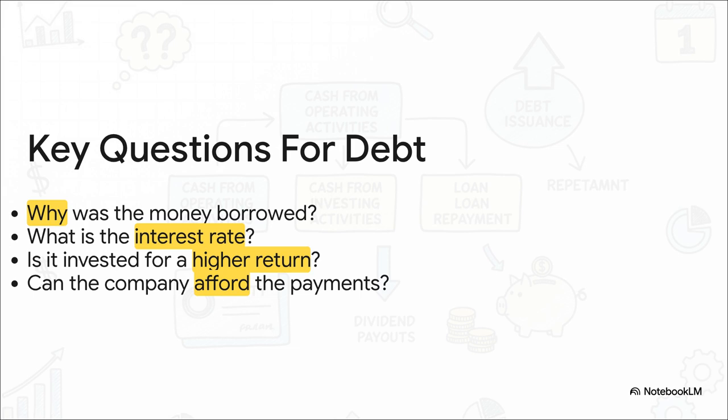Third, what's the return? Smart companies use what we call positive leverage. They borrow money at, say, 5% and invest it in projects that they expect will generate a 15% return. That's how you create shareholder value. And fourth, can they afford it? Can their regular operating cash flows comfortably cover the new interest payments? A quick look at a metric like the debt service coverage ratio will tell you a lot.